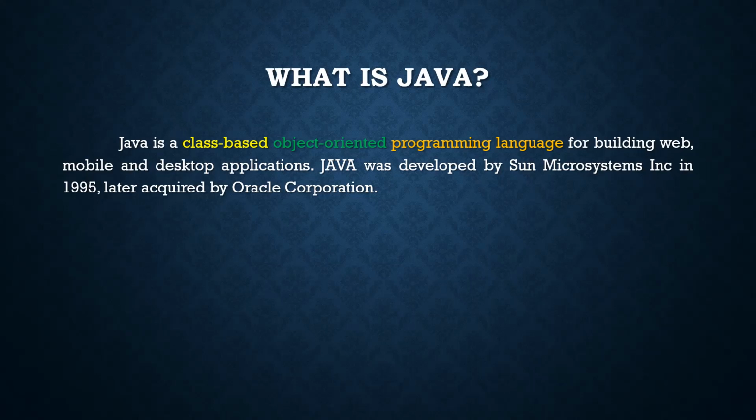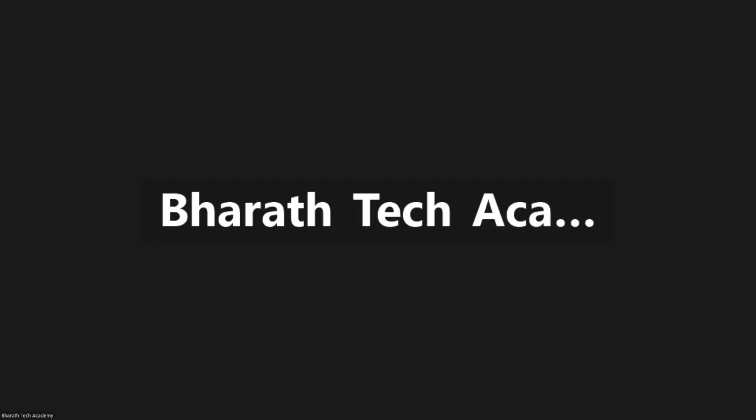If you are able to understand this definition properly, it will be very easy for you in future while writing the programs or when you are going to design the automation scripts. Everything will be very, very easy. So try to understand the definition here. What does it mean? Class-based, object-oriented programming language here.